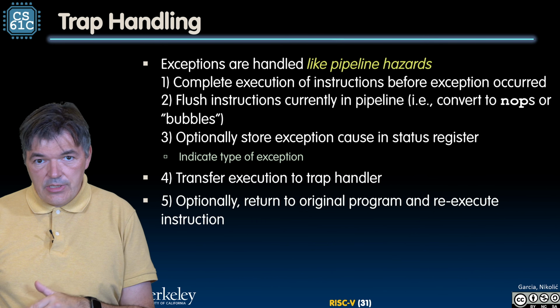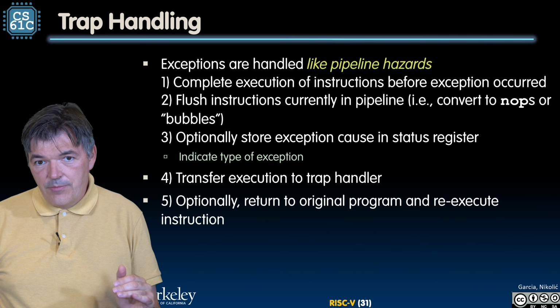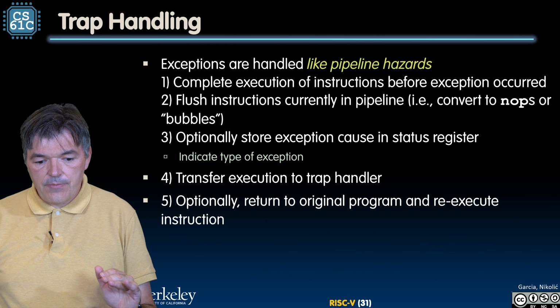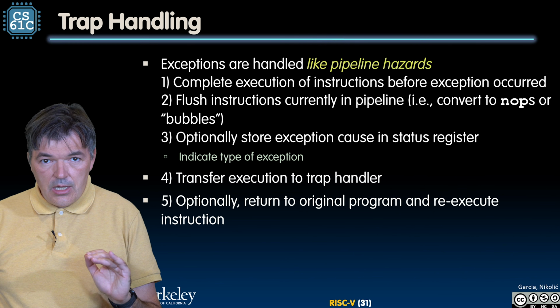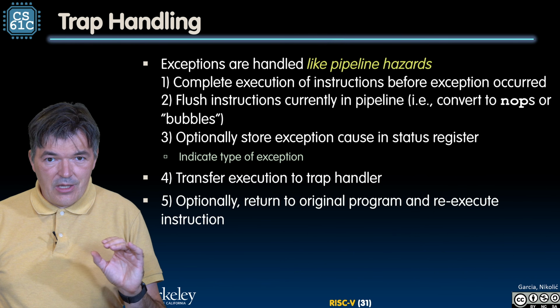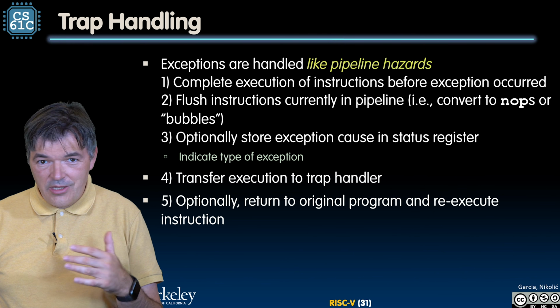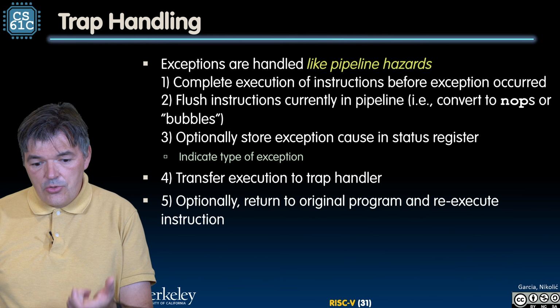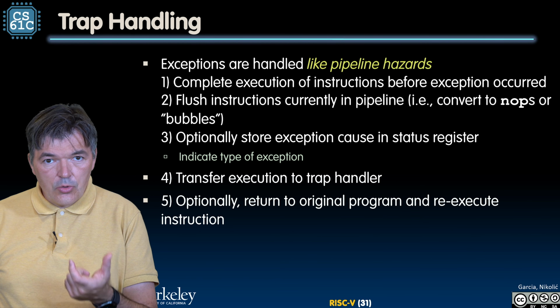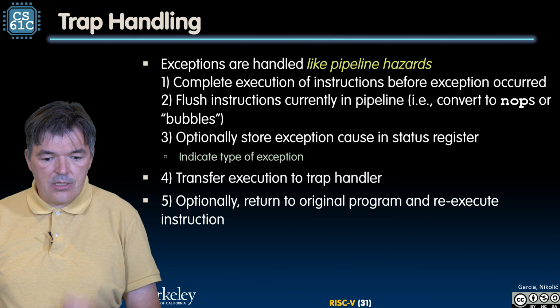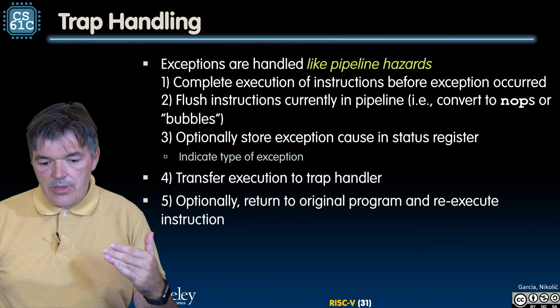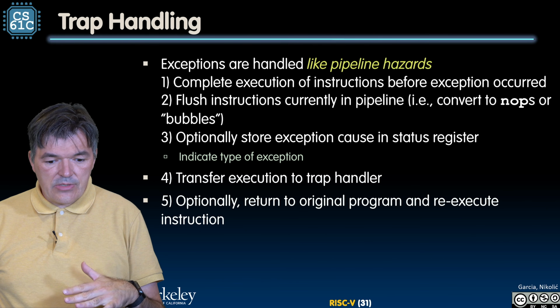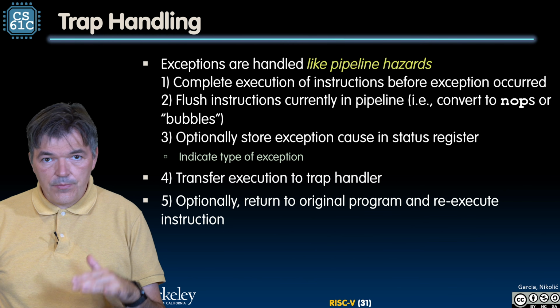We flush all the instructions that we have currently in the pipeline by converting them to NOPs, and there is an optional step. If we would like to know why the exception has been raised, we usually store a cause in a control and status register, so we know what has happened there. Then we transfer execution to the trap handler.